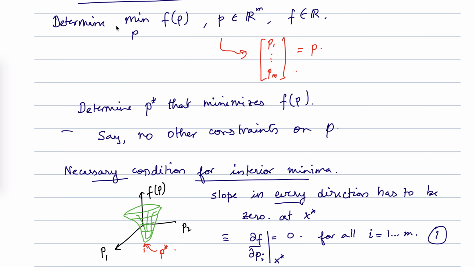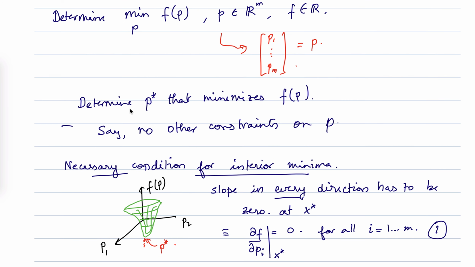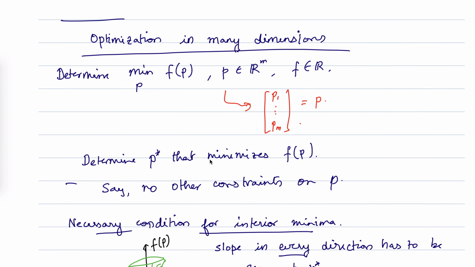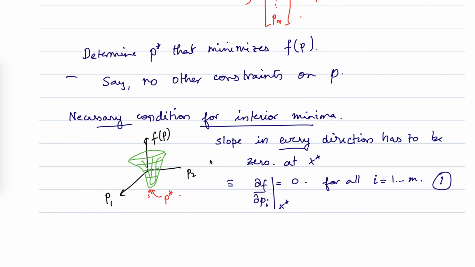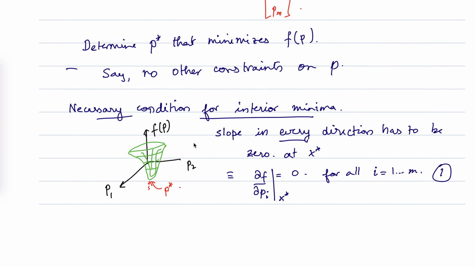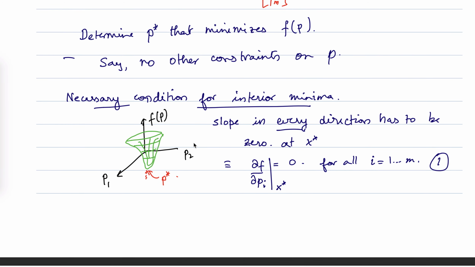You can either say we are trying to minimize the function f of p, or trying to find the minimum value of f of p, or trying to find the point at which the function has minimized, p star. Okay, and let's say for the moment that there are no other constraints on p. Just like before. So what are the necessary and sufficient conditions now for optimality? This is something that we have seen before briefly.